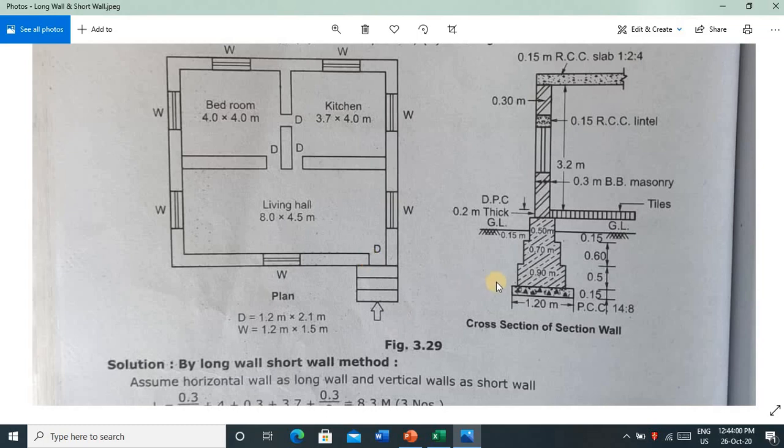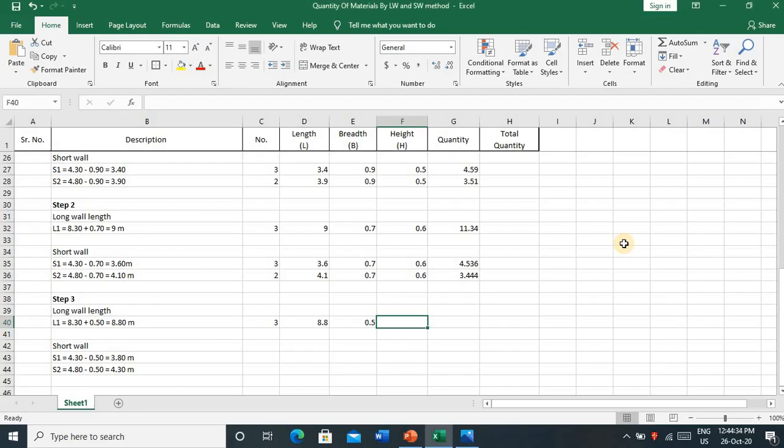For this we need to go again to the section of the wall. From step 2 to ground level the height is given as 0.15. But the height from floor level to ground level is missing, and generally we consider it as 0.6. So 0.6 plus 0.15, the total height will be 0.75.